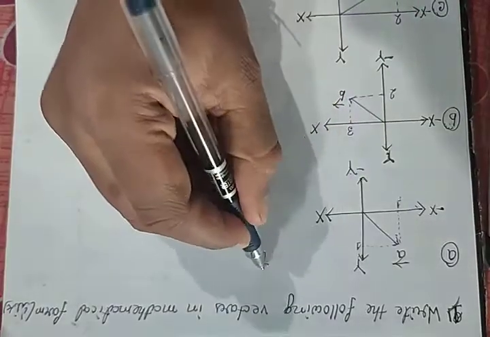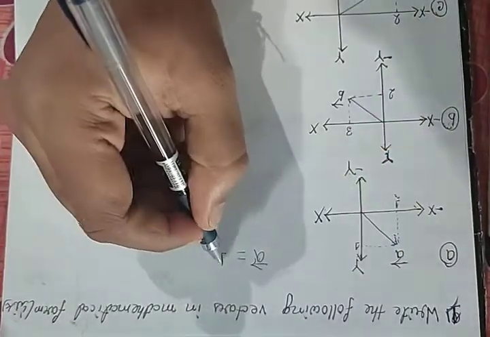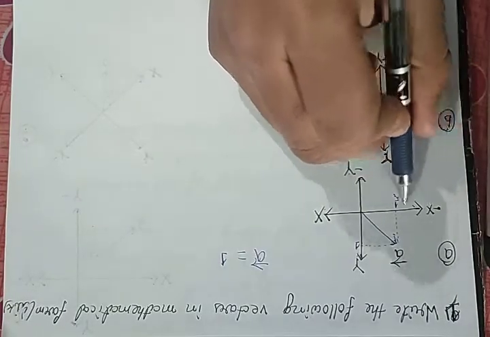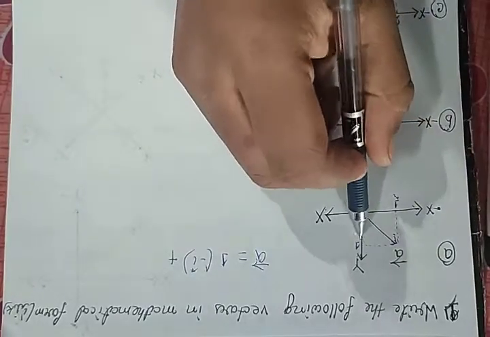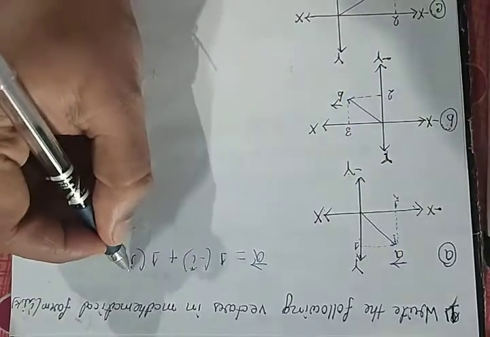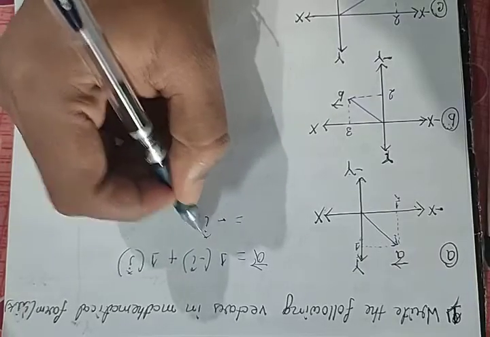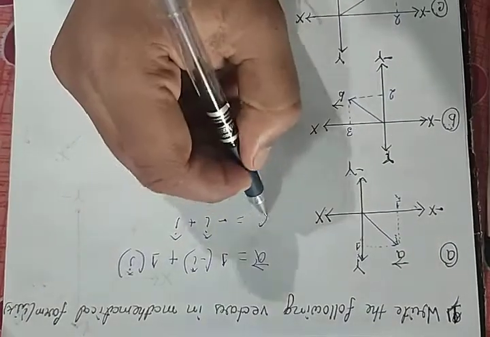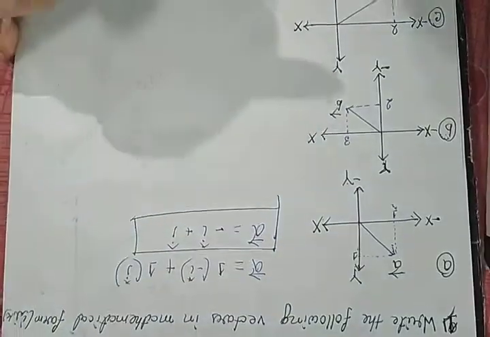So you can write vector A equals, in the form of i, j, k. What is the value in the x axis? 1. And what is the unit vector along the negative x axis? That is minus i hat, plus what is the value in the y axis? That is again 1. And what is the unit vector along the y axis? That is j hat. So finally, minus i hat plus 1 into j hat is j hat. So minus i hat plus j hat. This is the mathematical form of vector A.